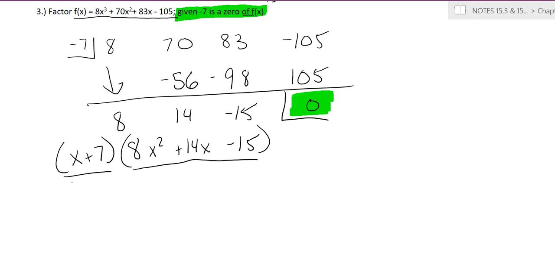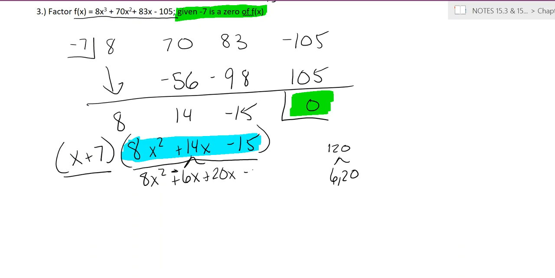Now, this binomial is already broken down as much as it can go, but this trinomial right here, we can still work with and try to break it down. So what I'm going to do is multiply a times c. So we're going to get 120, and the factor pairs of 120 that add to 14 are 6 and 20. So we'll split it down the middle: 8x squared minus 6x plus 20x minus 15.